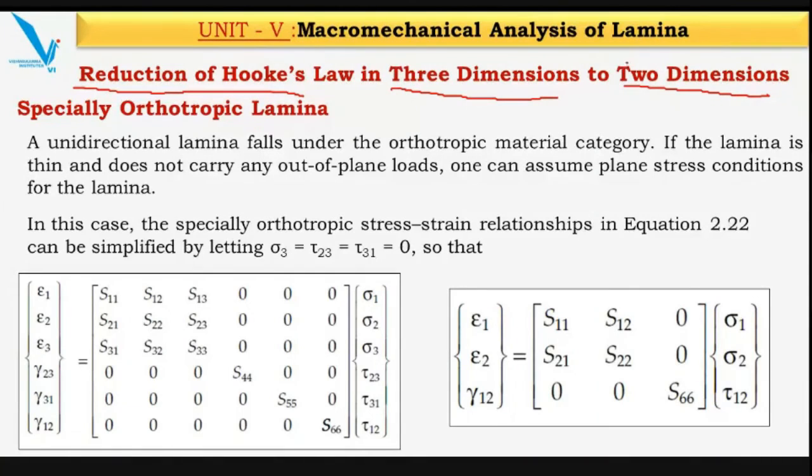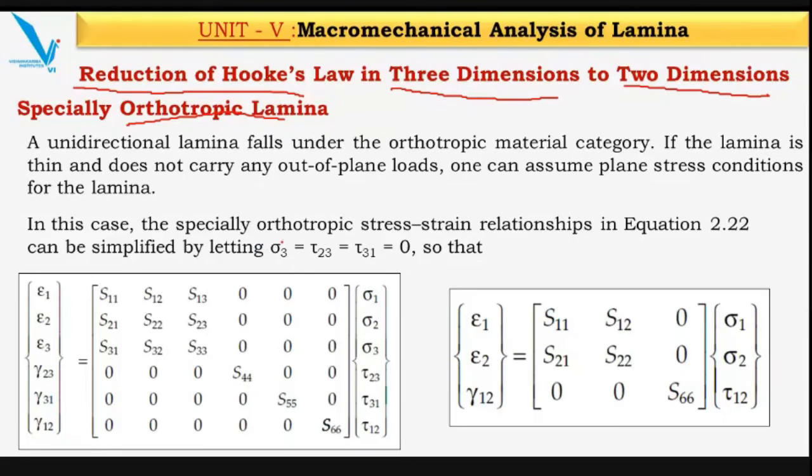Okay, and that's why we have to reduce this equation from 3 dimensions to 2 dimensions, and this 2-dimensional equation we can apply again to the orthotropic lamina. Just a bidirectional lamina is orthotropic, a unidirectional lamina is orthotropic. So in that case, what happens? We have this equation for the 3-dimensional case.